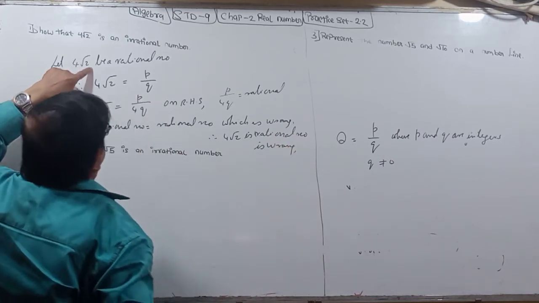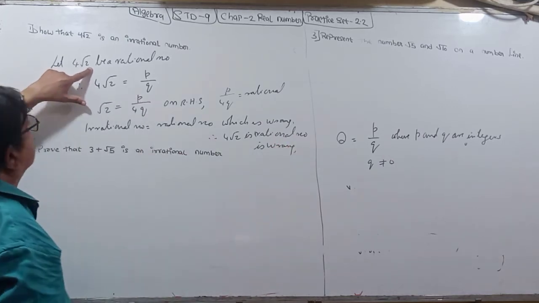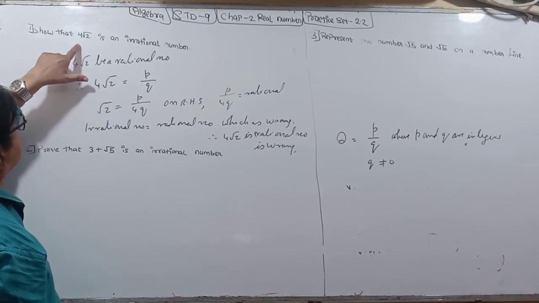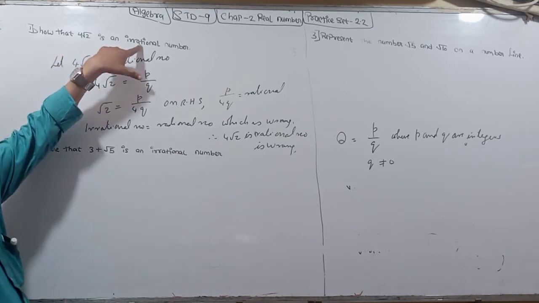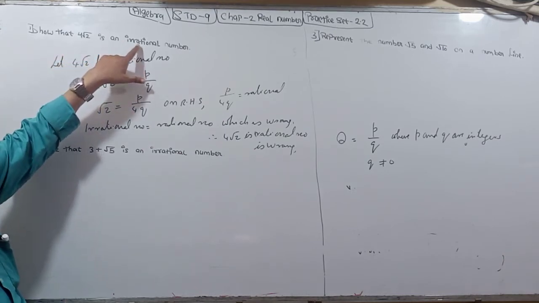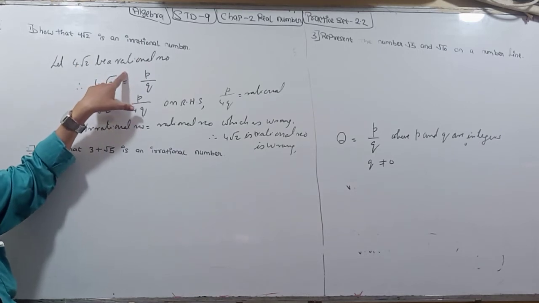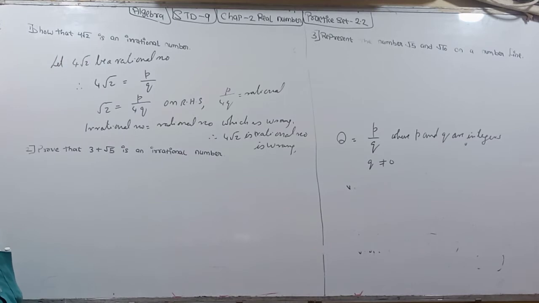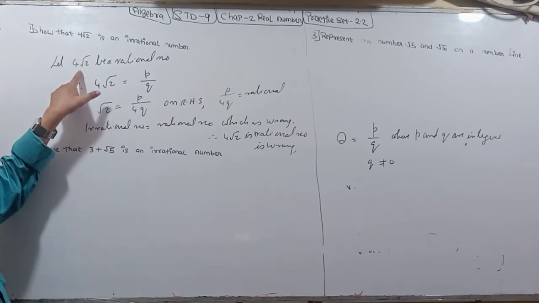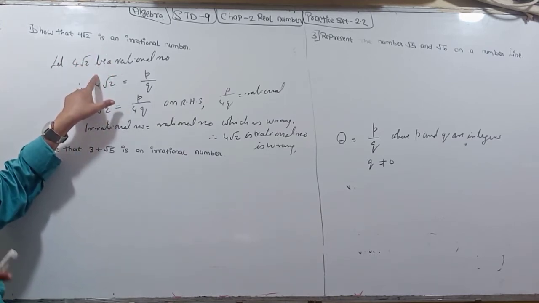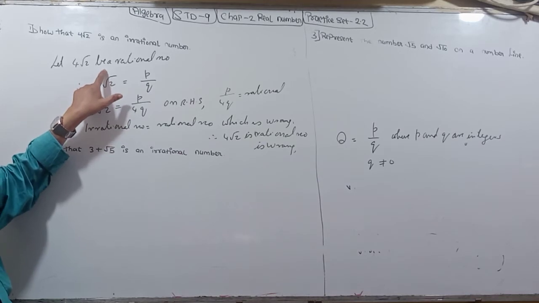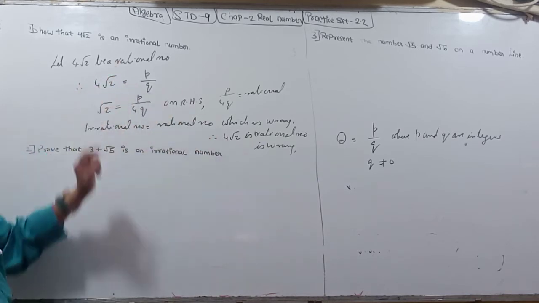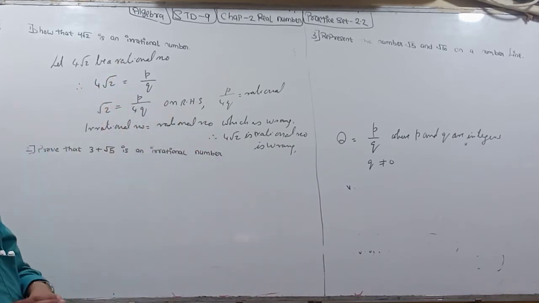Therefore, 4 root 2 is an irrational number. We wanted to prove that 4 root 2 is irrational, so we assumed that it is a rational number and proved that our assumption is wrong. This is how an indirect proof works.